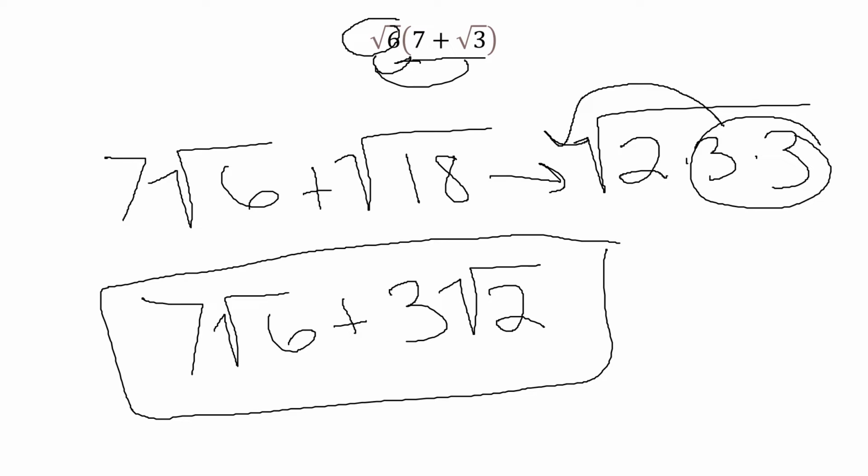Okay? Just remember to break down anything that you can, and anything you circle, any pair pulls out as 1.